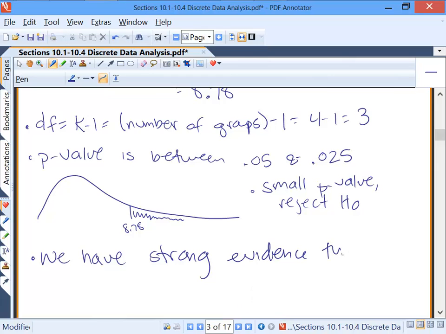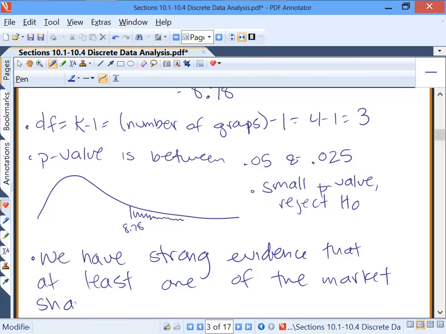Strong evidence that at least one of the market shares is different in the new city.